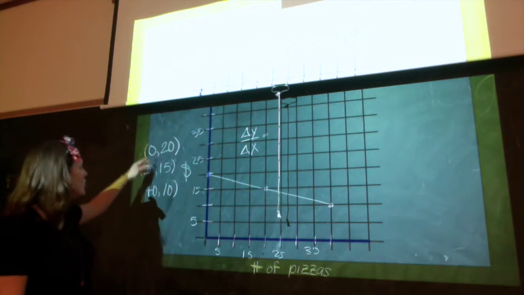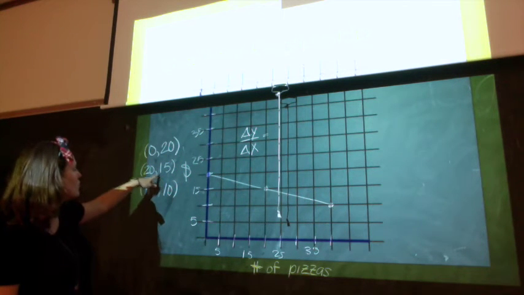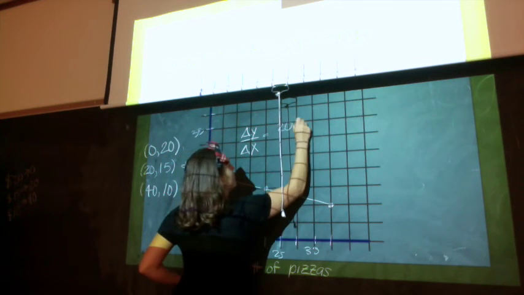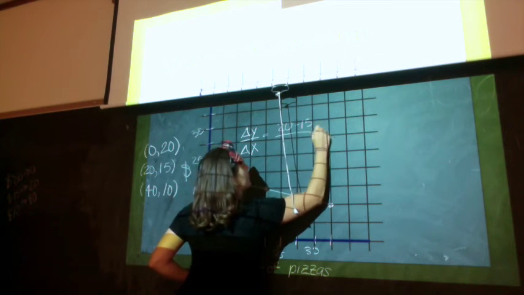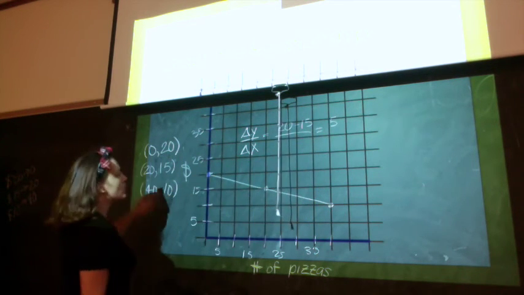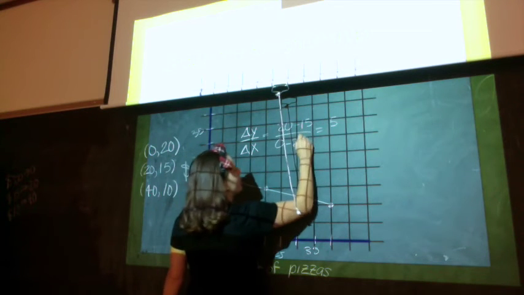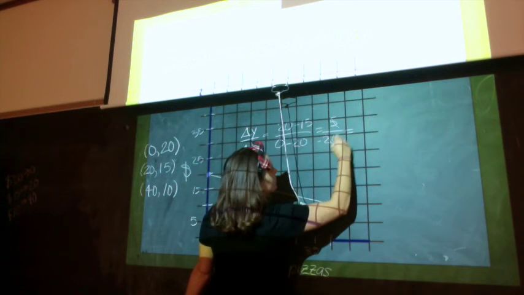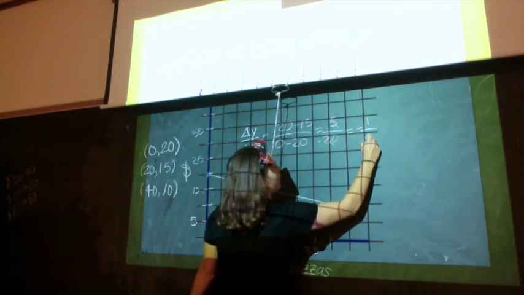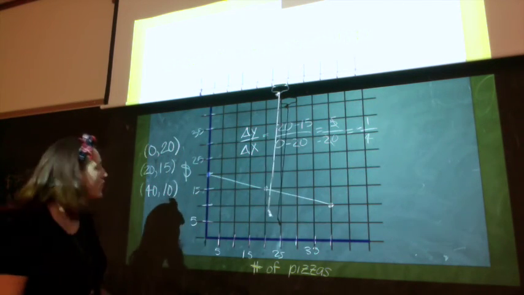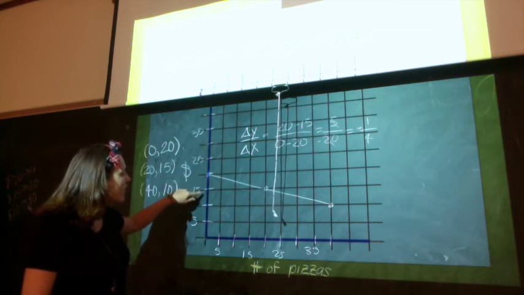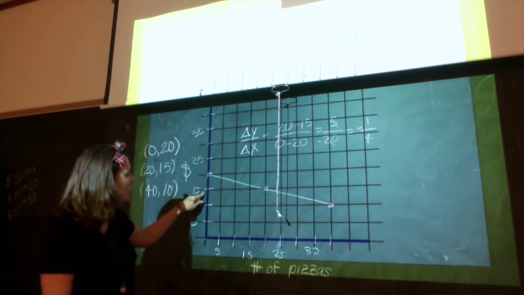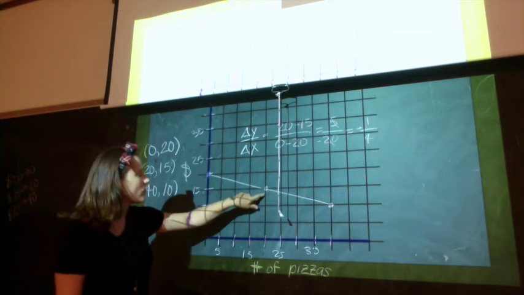And let's say you can use any of these points. So let's say we're going to use 0, 20, and 20, 15. So 20 minus 15 is 5. And 0 minus 20 is negative 20. And we cancel that down to be negative 1/4. So our slope is negative 1/4, which means that as y goes down 1, the x value increases by 4. So down 1, across 1, 2, 3, 4.